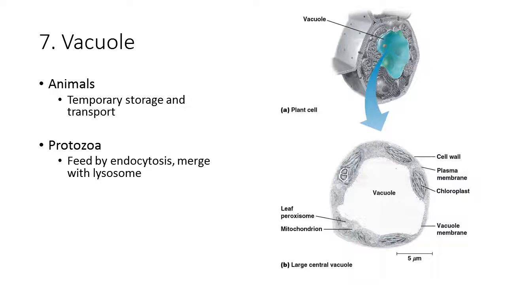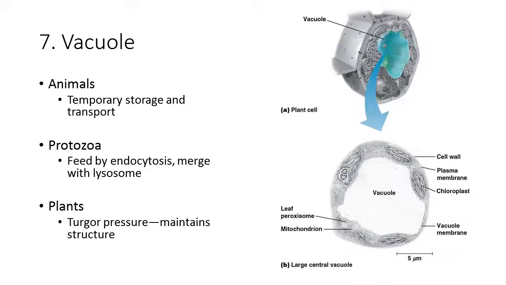In protozoans, so protists, they feed by endocytosis, so by taking in vesicles, just like we talked about with our endomembrane system. They're going to feed that way. So they're going to engulf a vesicle or a vacuole and then merge those vacuoles with a lysosome that then is going to break down those components that are inside.